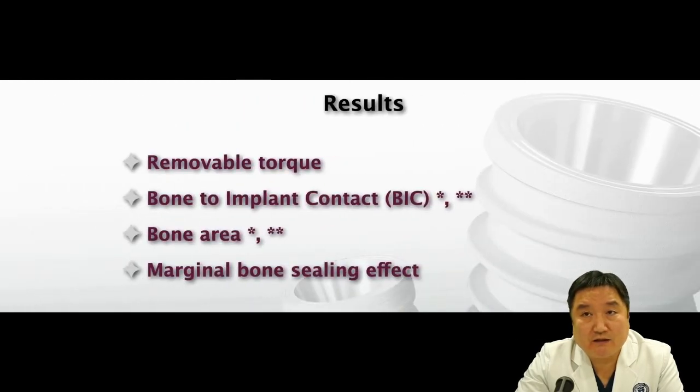So to summarize this study, removal torque, bone-to-implant contact, bone area, and bone volume were higher in the UV-treated group, and there was also a marginal bone sealing effect in the UV-treated groups.